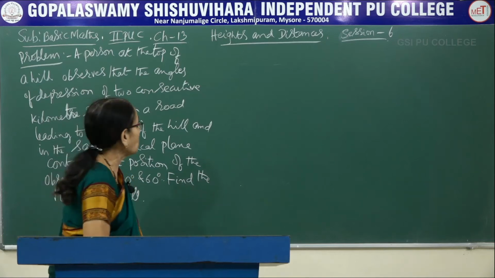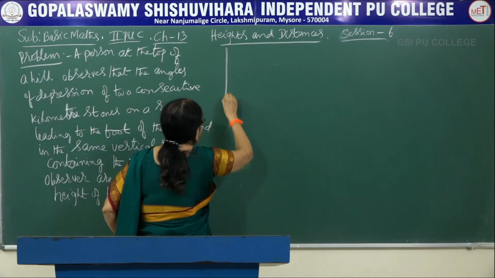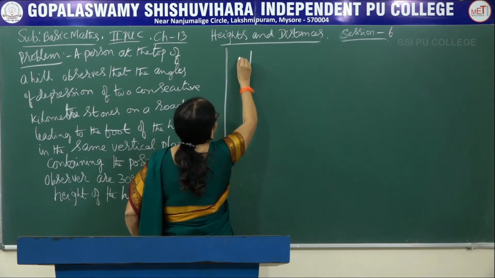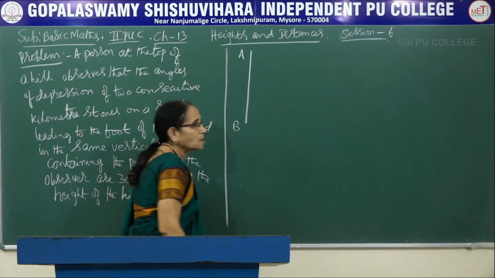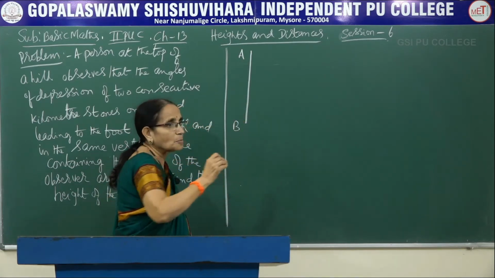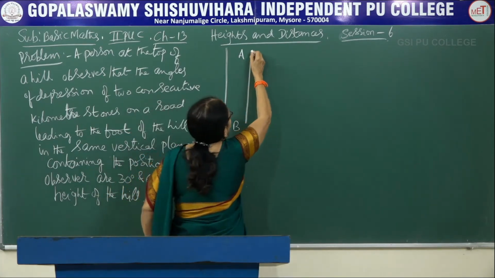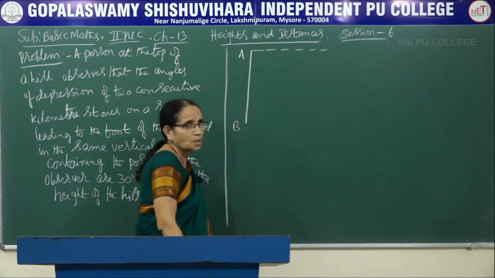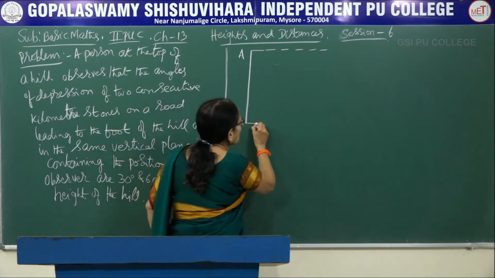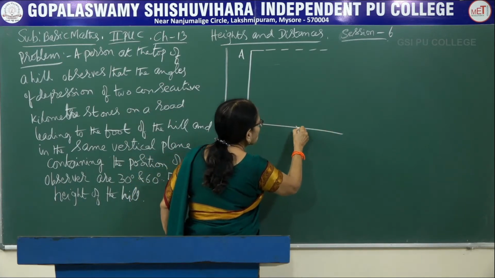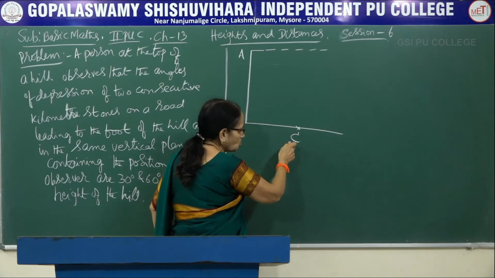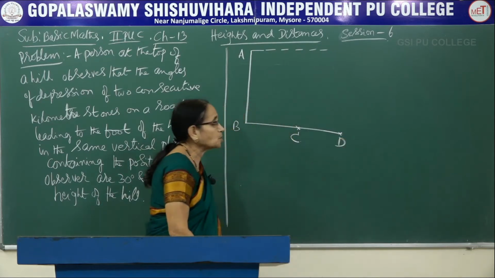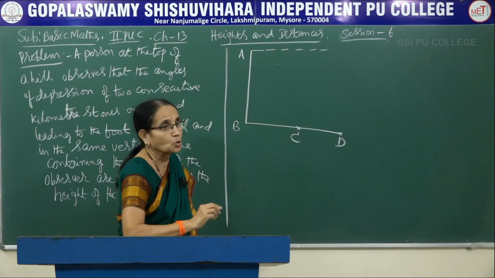So this is the problem. First I have read the problem, let me write it. Now this is the hill. Let me take AB to be the hill. Now because the observer is at a higher level, that is on the top of that one, you just take this as the horizontal line. Now on the ground, here there is 1 kilometer, this is one stone and this is another stone. So C and D are the positions of the kilometer stones here.